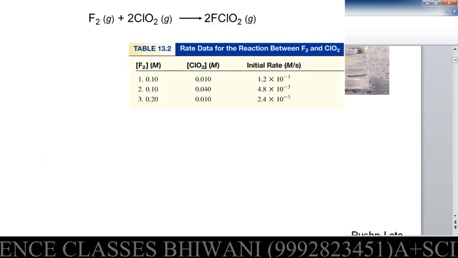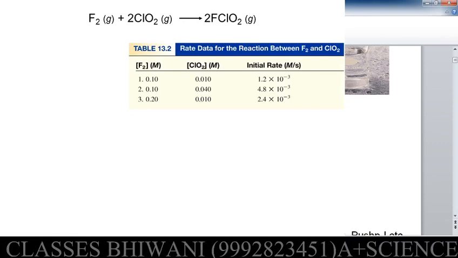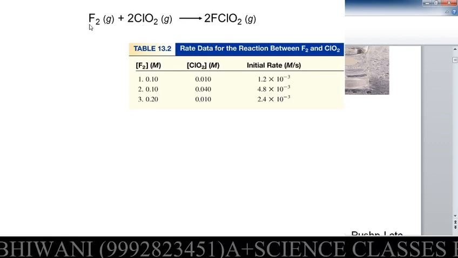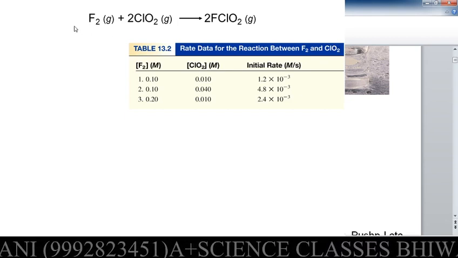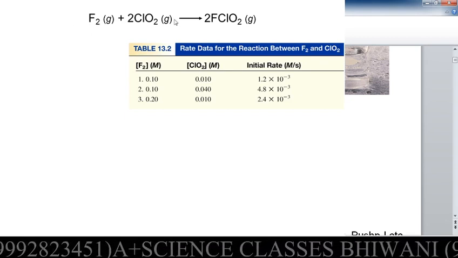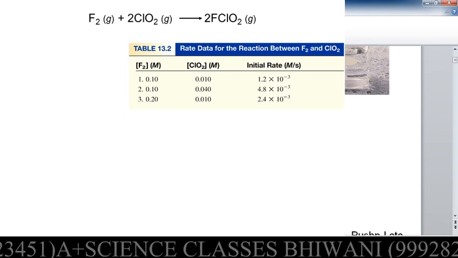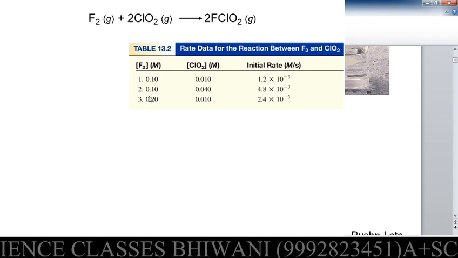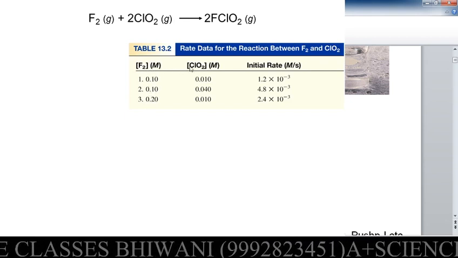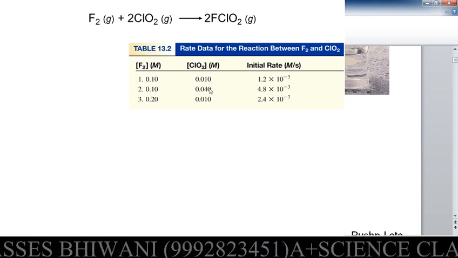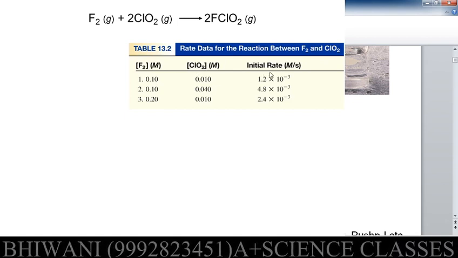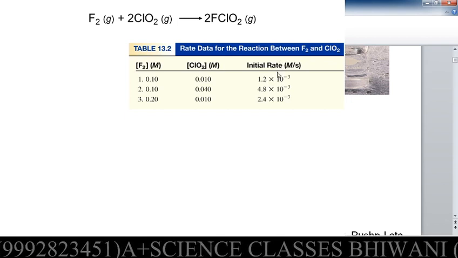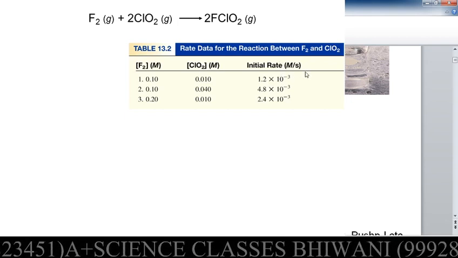For that understanding we took an example, a clear-cut example, with data copied from somewhere. Our reaction is fluorine reacting with chlorates, and in the data of the reaction we notice the molar concentration of the fluorine in 3 different experiments, the molar concentration of the chlorates in 3 different experiments, and we noted the initial rate of the reactions in terms of moles per second.